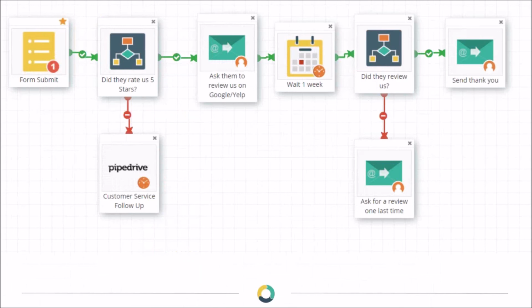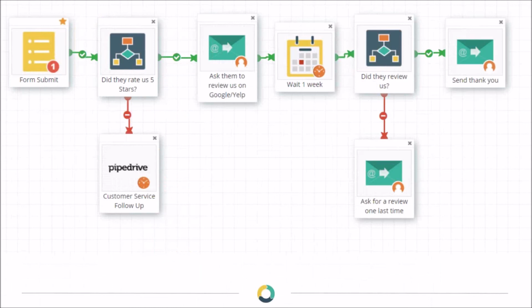Well, if they rated us 5 stars, I would like them to review us on Google or Yelp. So let's send them an email that asks them to review us on Google or Yelp. And then we'll wait a week. After that 1 week, we can't actually see if they reviewed us on Yelp because we're not connected to that system. But I can see if they clicked on the link. And if they didn't click on the link, I'll follow the red line there, and I'll ask for a review once more. And if they did click on the link, maybe I'd say, hey, thanks for reviewing us.